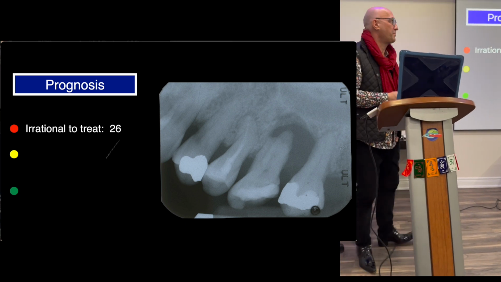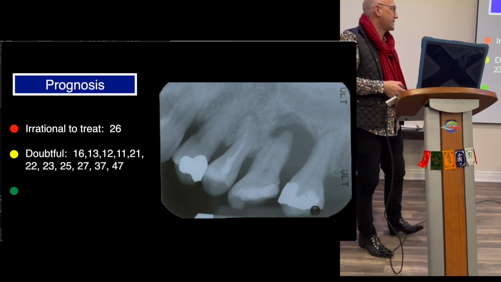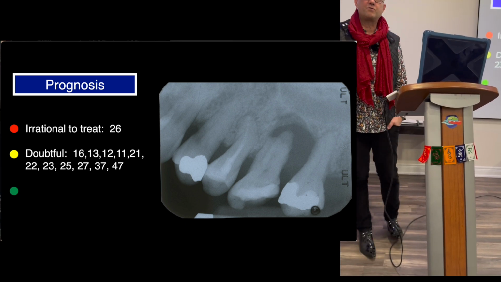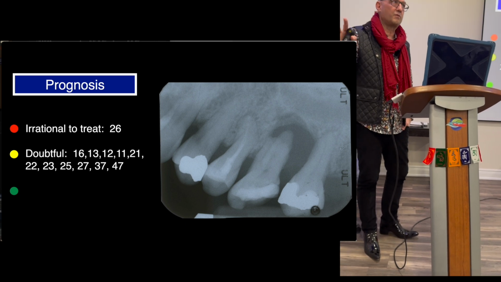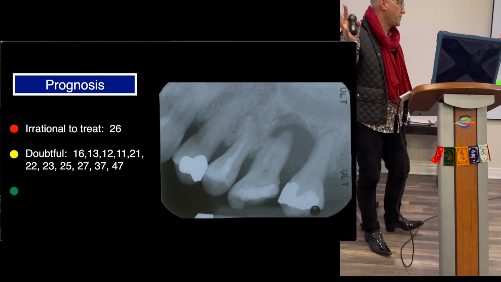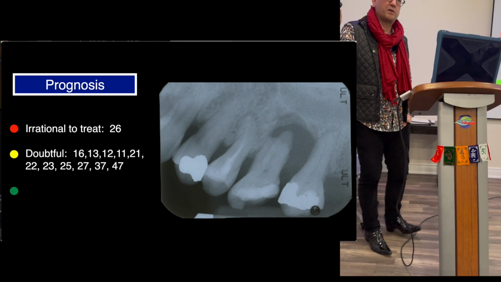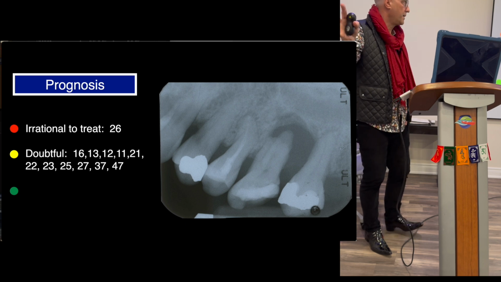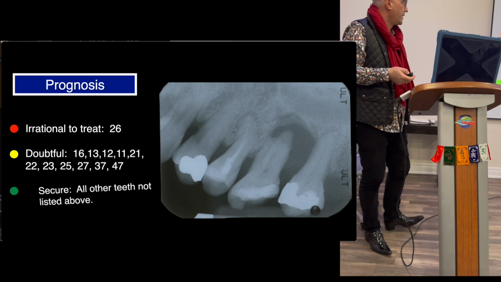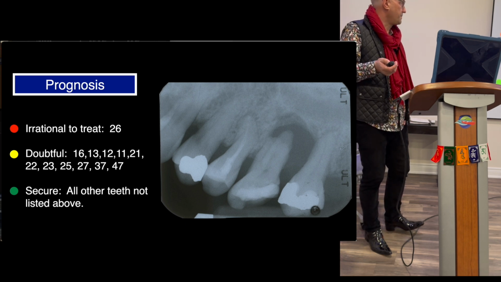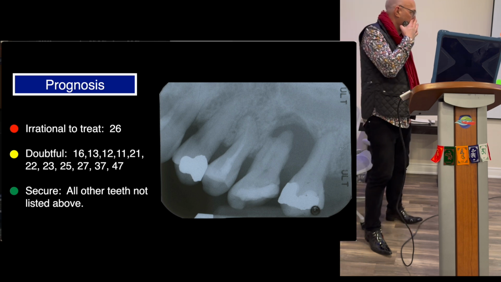So 2.6 goes in that bucket. The second bucket is doubtful, which means I don't know how this is going to respond to periodontal therapy. I'm giving it the benefit of the doubt. I'm going to put it through non-surgical therapy, and then I'm going to reevaluate it. And the third is it has a favorable, a secure long-term prognosis.